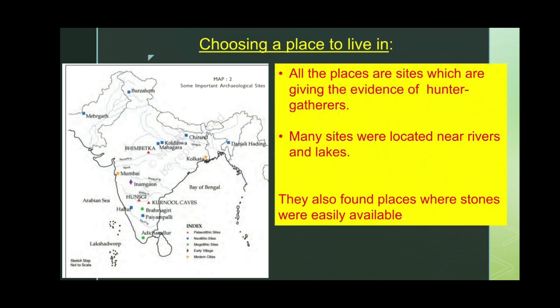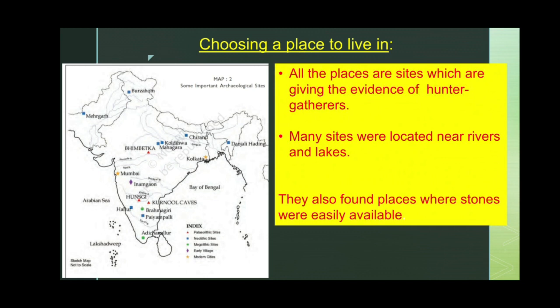So all these places are sites which give the evidence of hunter-gatherers. Many sites were located near rivers and lakes. They also found places where stones were easily available. Many sites were chosen by them where they could easily find rivers and lakes for water, and also easily get stones and tools, so that it would be easy for them to hunt and gather.